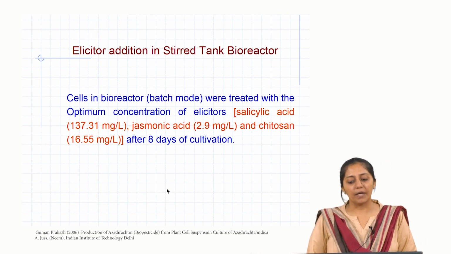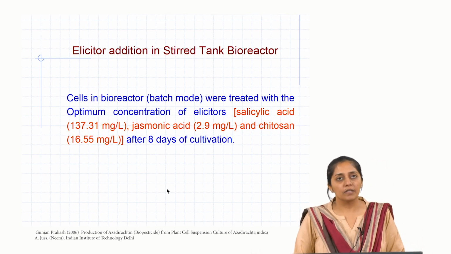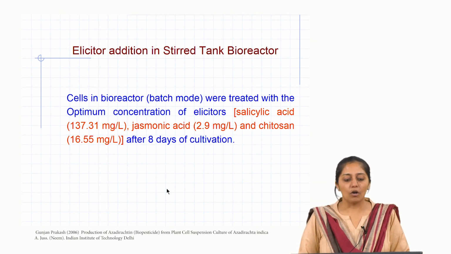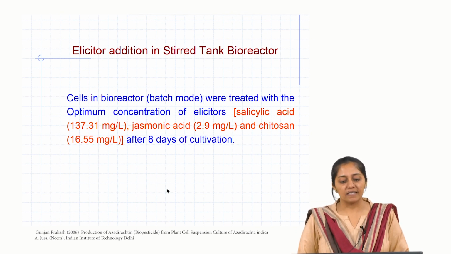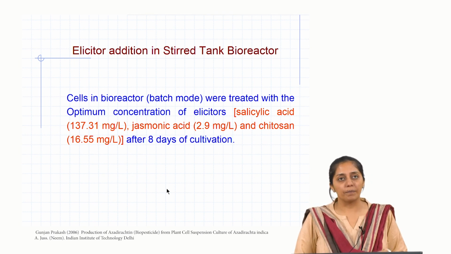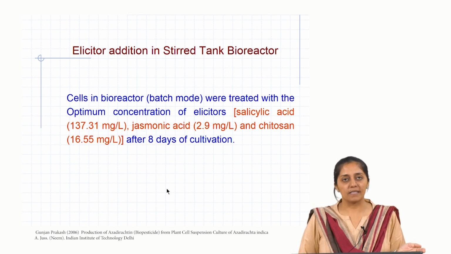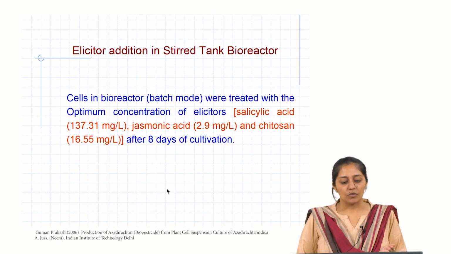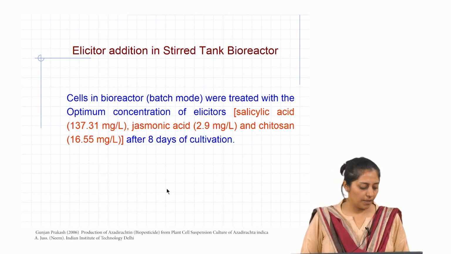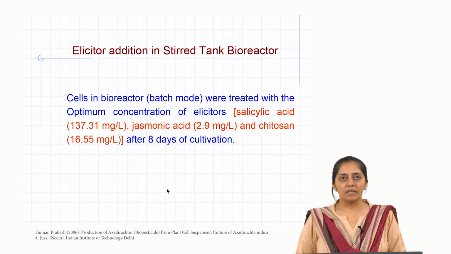So, the cells in bioreactors during the batch mode were treated with the optimum concentration of elicitors after 8 days of cultivation. These elicitors were chosen from the previous study of optimization with elicitors. Salicylic acid, jasmonic acid and chitosan were selected at their optimum concentrations based on the design of experiments.